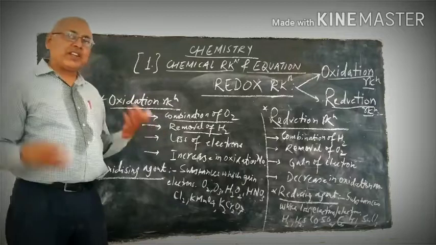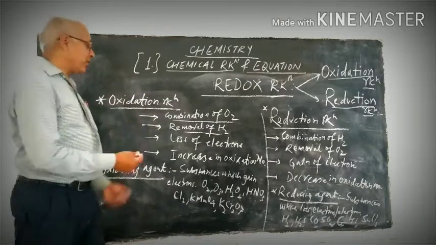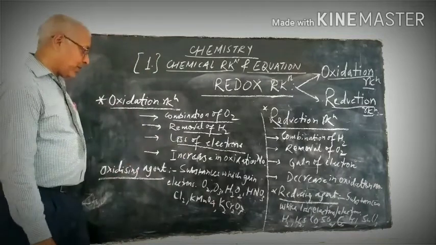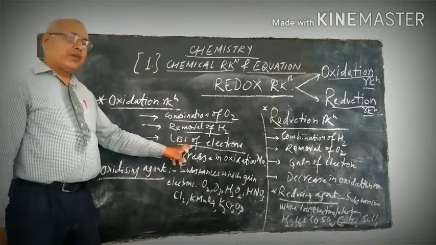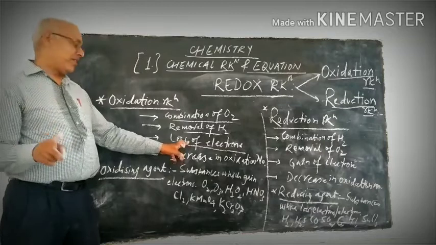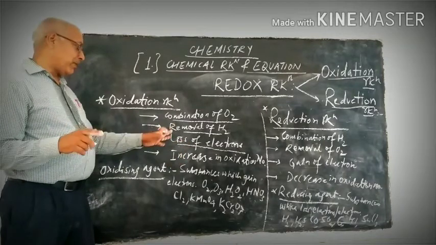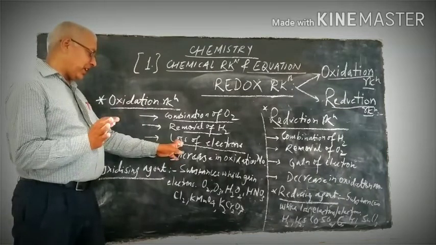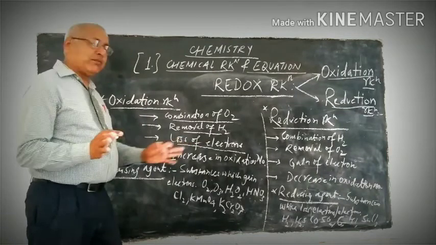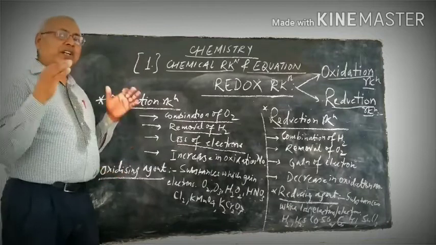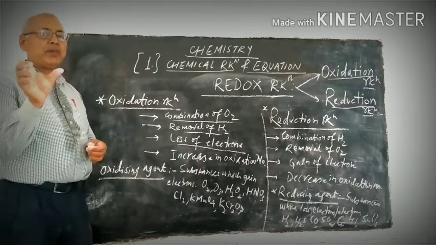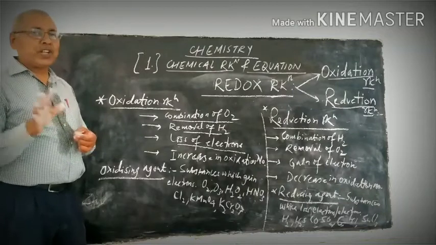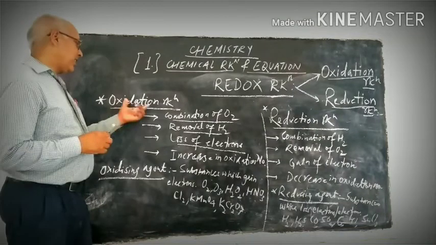So there is another method for identifying a redox reaction, that is loss of electrons. But this one has a limitation. It is capable of explaining only ionic reactions. There is only loss and gain of electrons, but when the reaction involves sharing of electrons, that one is not capable of explaining the oxidation reaction.